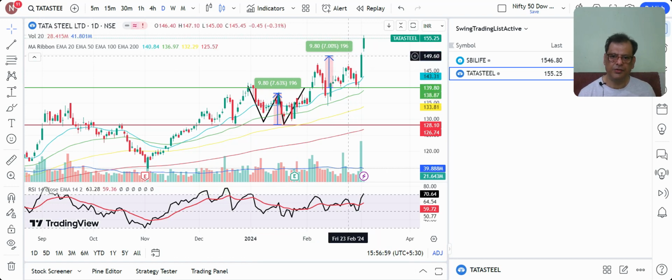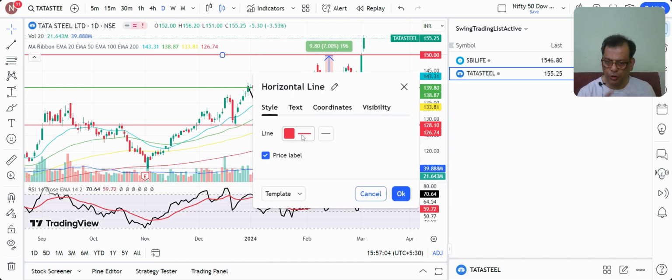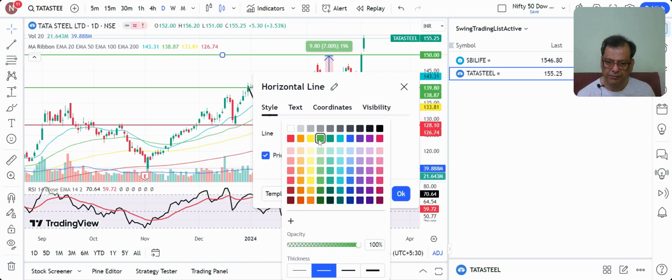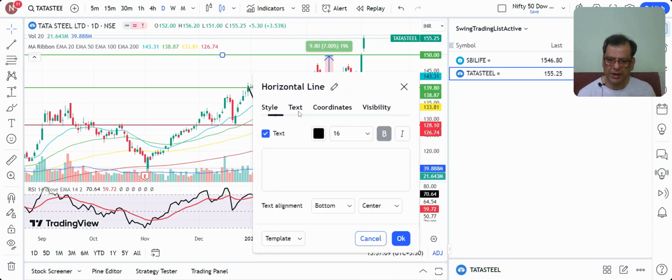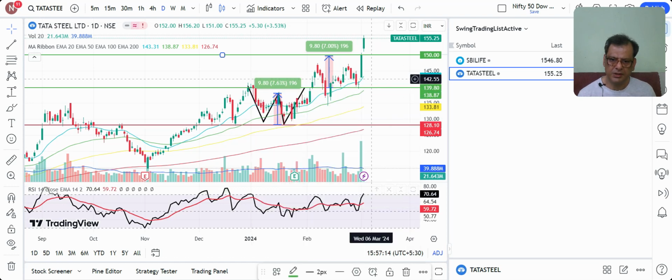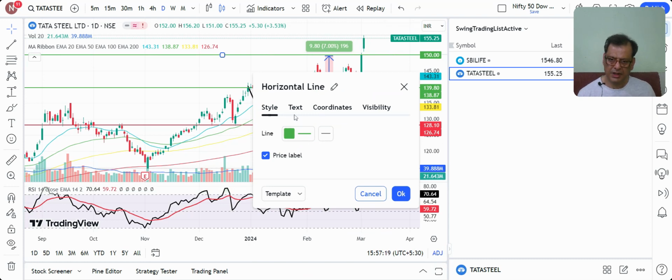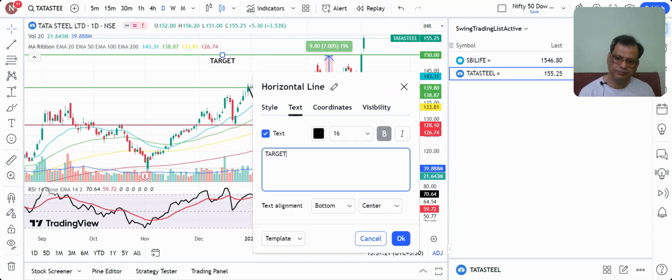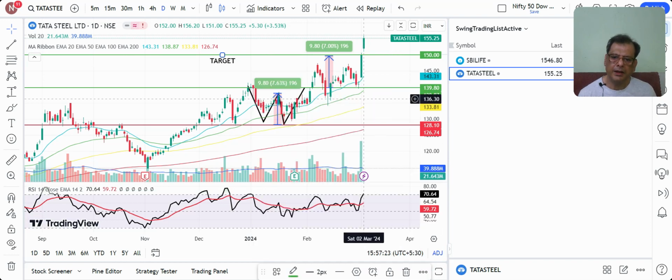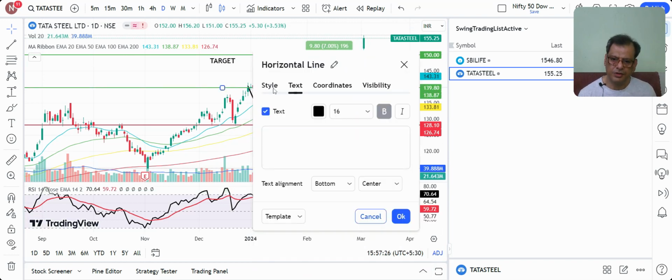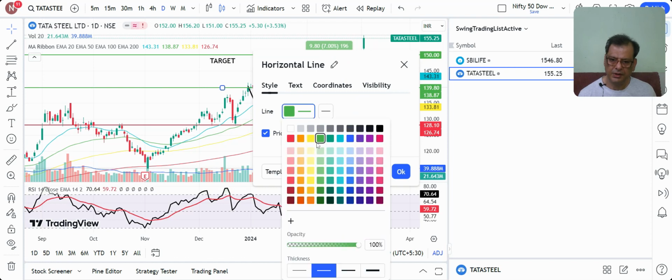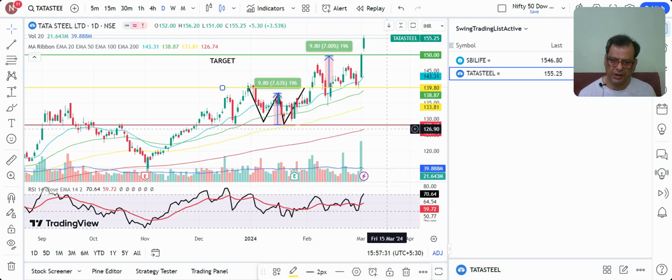So you would have achieved your target here. I'm going to make this a bold green. Can I make it bold? I'm going to write text here, your target here, and I'm going to make this yellow so that it's a little differentiated. Your yellow is your entry and green is your target, because green is the color of money.